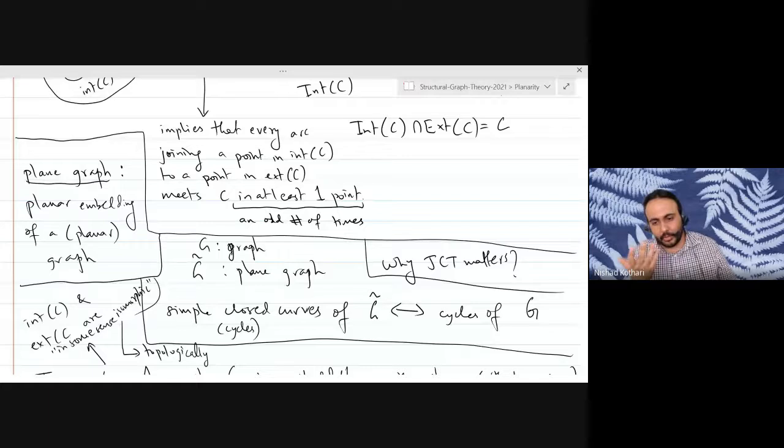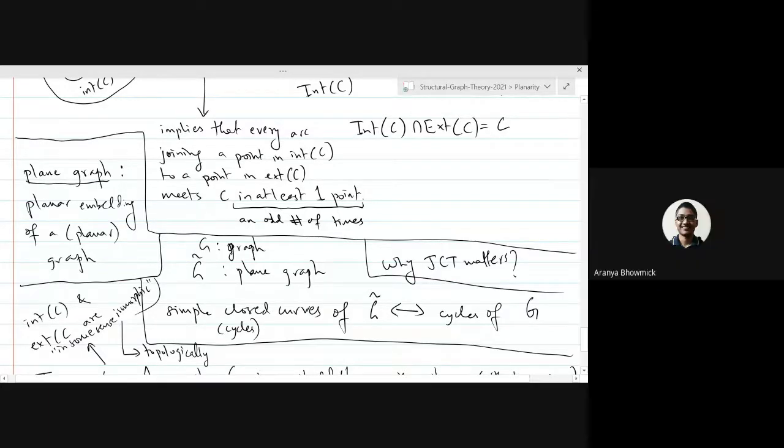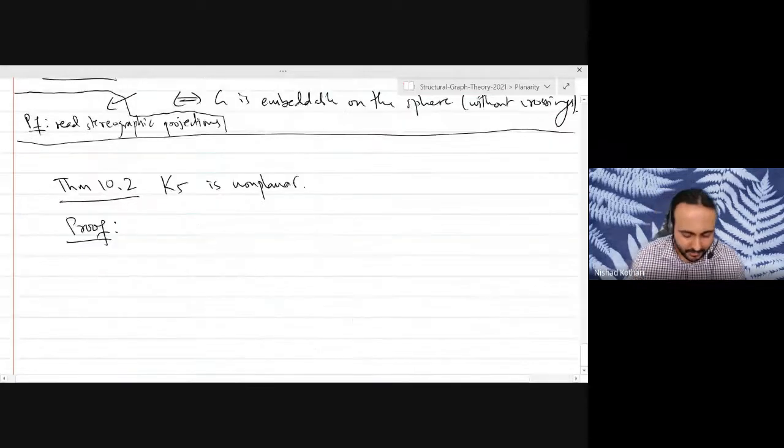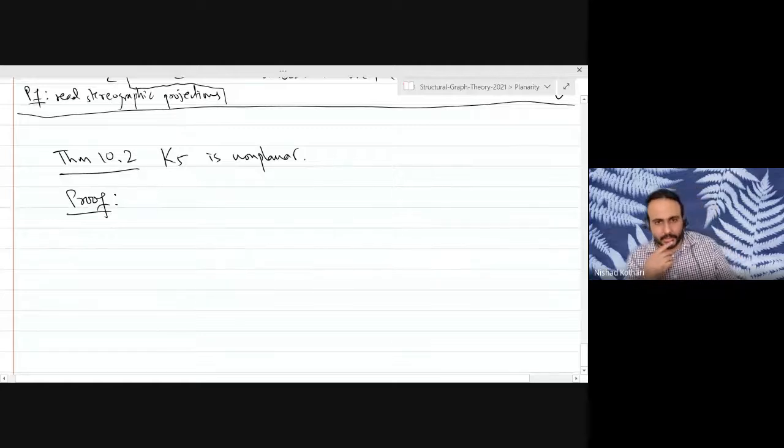I basically just want to explain why the Jordan Curve Theorem matters. Cycles of G, cycles of G tilde, and simple closed curves of G tilde are all the same in some sense. Okay, good. Any other questions or concerns?